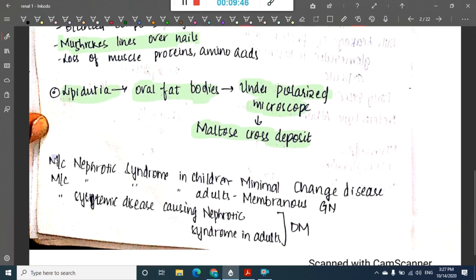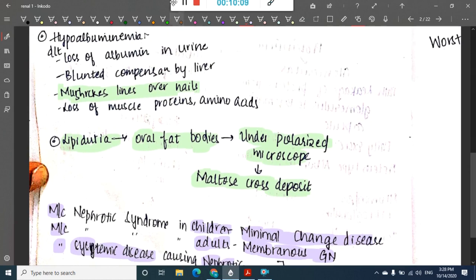Okay, then what is the most common nephrotic syndrome in children? Minimal change disease is the most common nephrotic syndrome in children. The most common nephrotic syndrome in adults is membranous glomerulonephritis. The most common systemic disease causing nephrotic syndrome is diabetes mellitus.